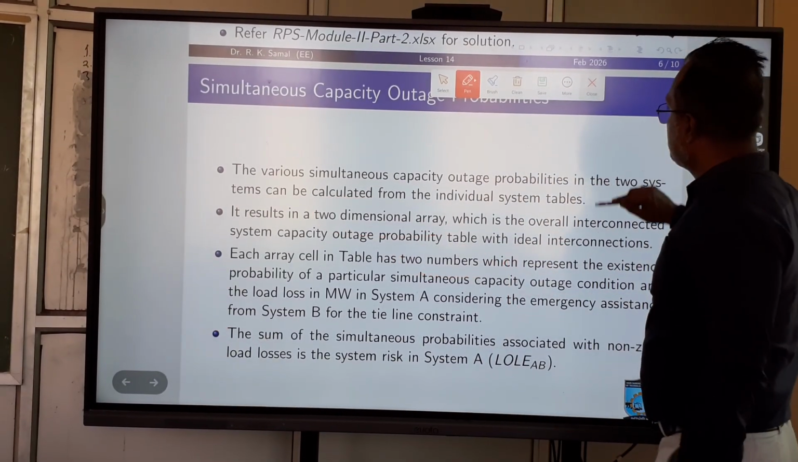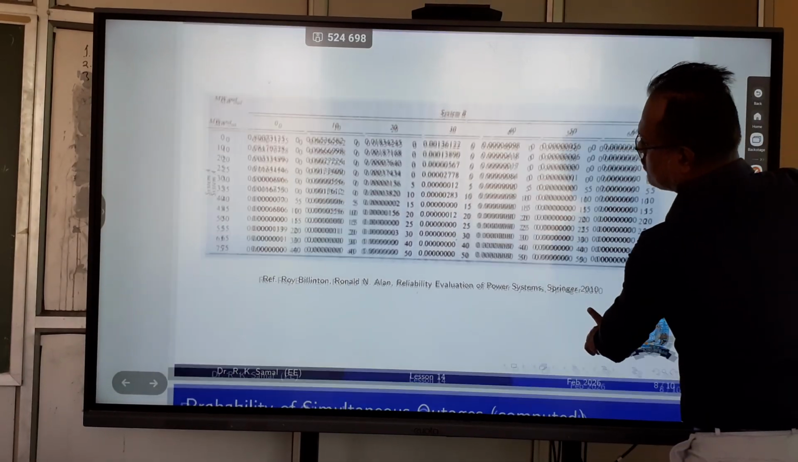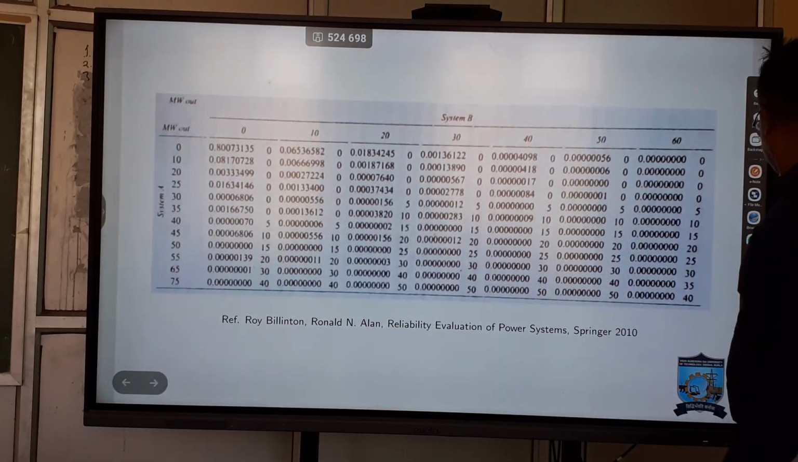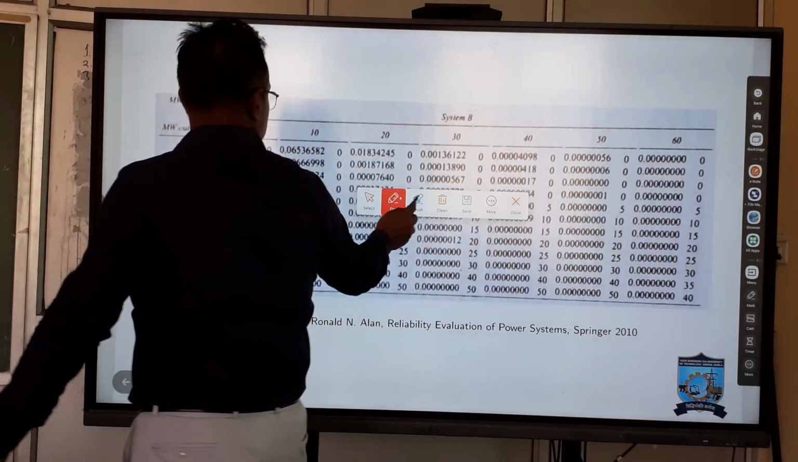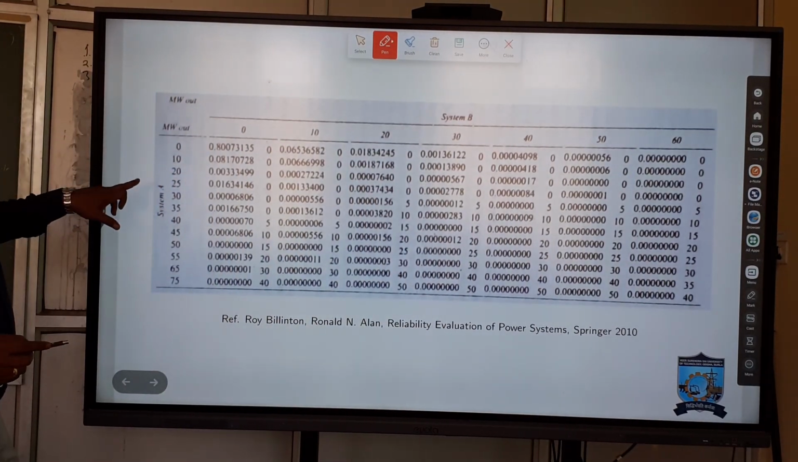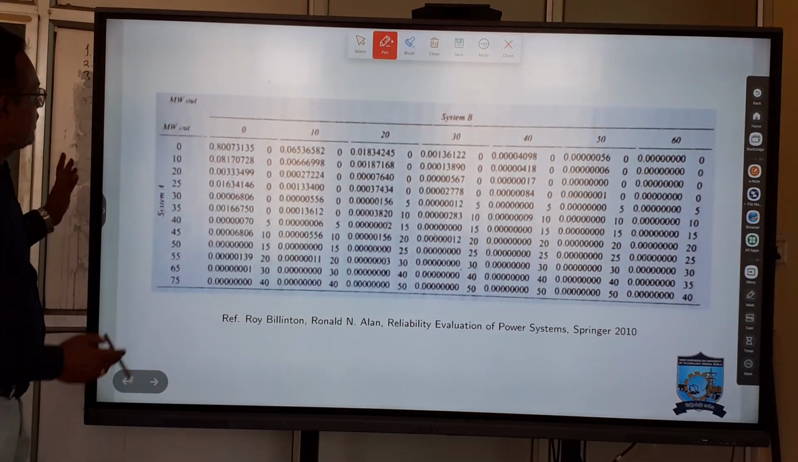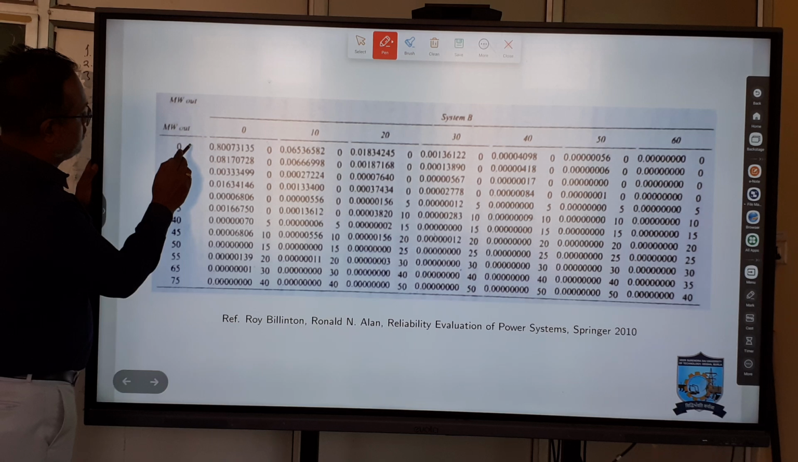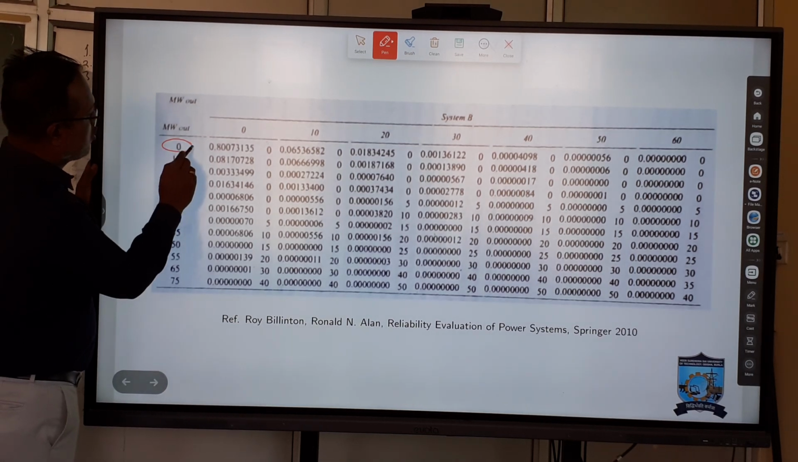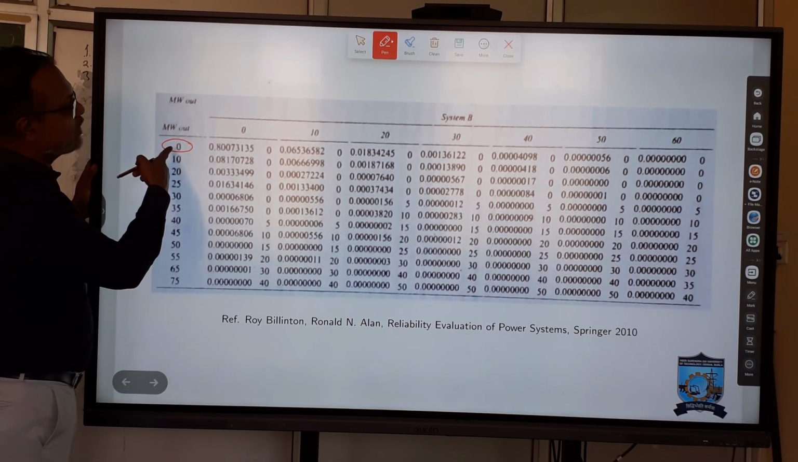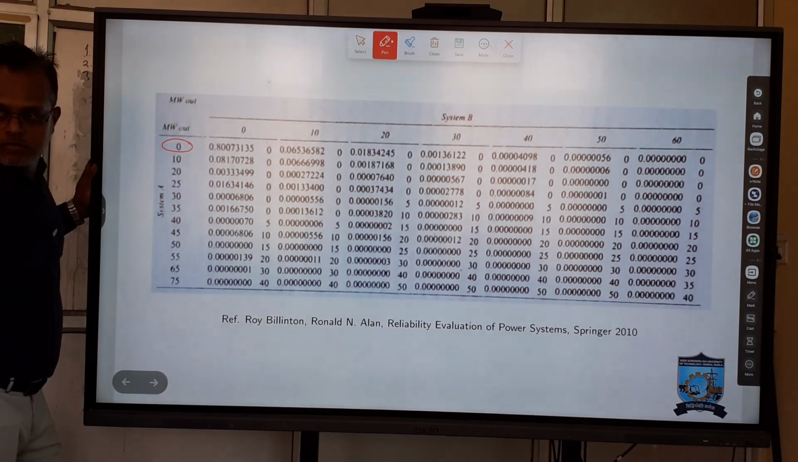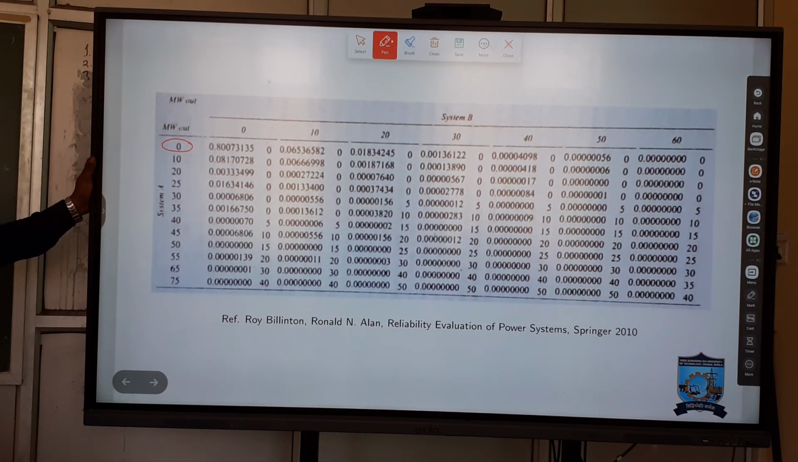Okay. So now we will see the table from the book. So this is directly from the book. Okay. So we'll try to find out the system A, and here is a two-dimensional array as we have discussed. System A and B. Now, what is the capacity outage probability for zero outage from system A? You have calculated that. You have written there. Zero outage in system A. What is the probability?